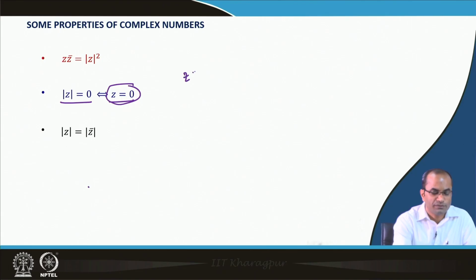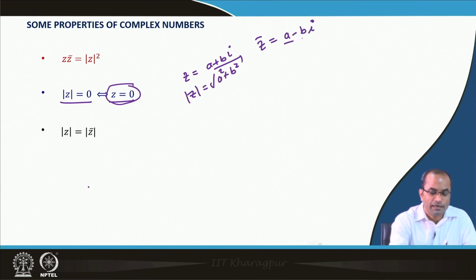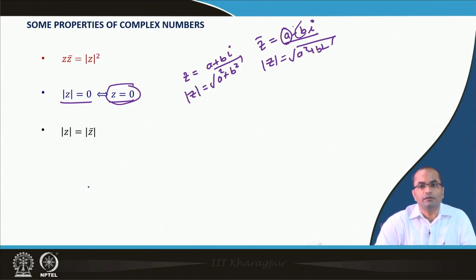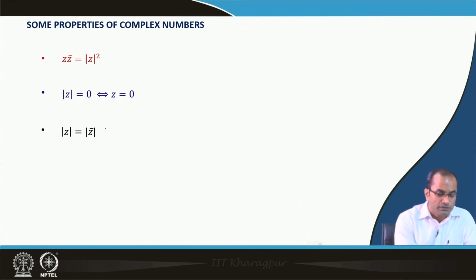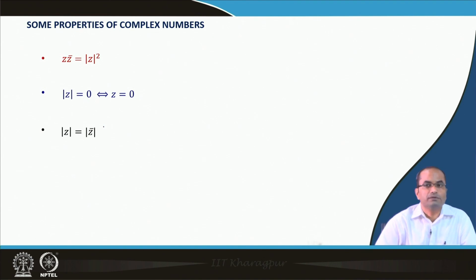So, this is also trivial because we have z equal to a plus i b, for instance, and if we take the absolute value, this is the square root of a square plus b square. Similarly, if we take the conjugate, that is a minus i b, and take the absolute value, this is going to be the same, square root of a square plus b square. So these two values are the same. So the absolute value of z, or the modulus of z, is equal to the modulus of its conjugate.